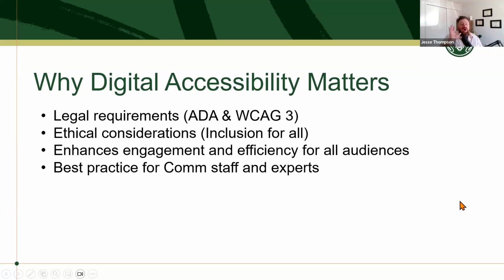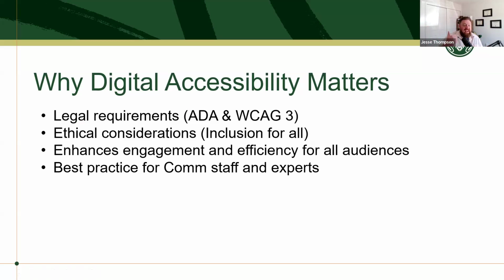So why digital accessibility matters is really overlapped with why this whole thing matters, right? We've got the legal requirements. We've got the ethical considerations, right? Yes, we have laws, but our laws tend to be based on some ethical guidelines, right? We have these laws because there are ethical reasons for following them.